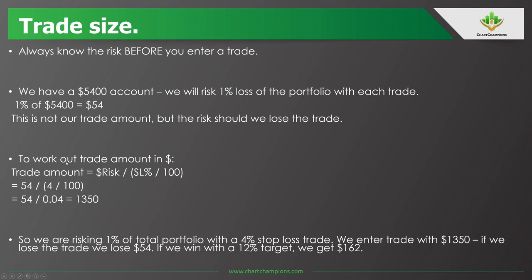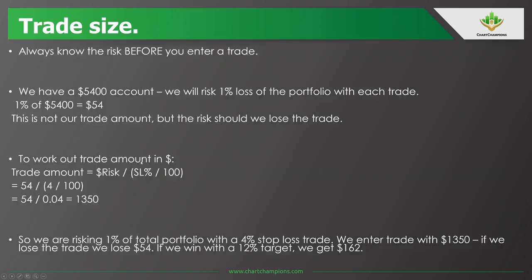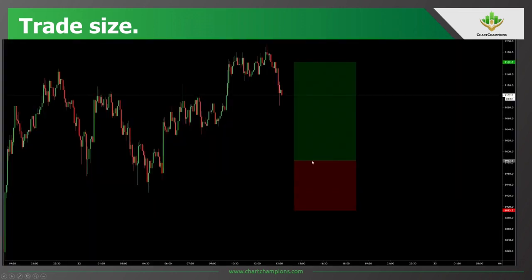Then to work out the actual trade amount in dollars, meaning what we're placing at the entry, we are going to use this formula. Our trade size at the entry equals our dollar amount of risk, which for us in this example is 54, divided by our stop loss percentage divided by 100, in brackets. So we are risking 1% of our account, which is $54. So 54 divided by 4 divided by 100. Why 4? Because in this trade setup, we have a 4% stop loss.